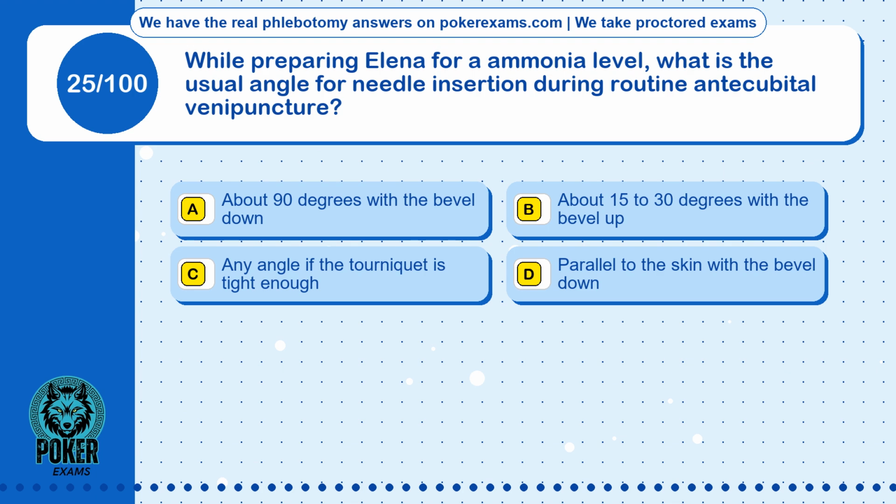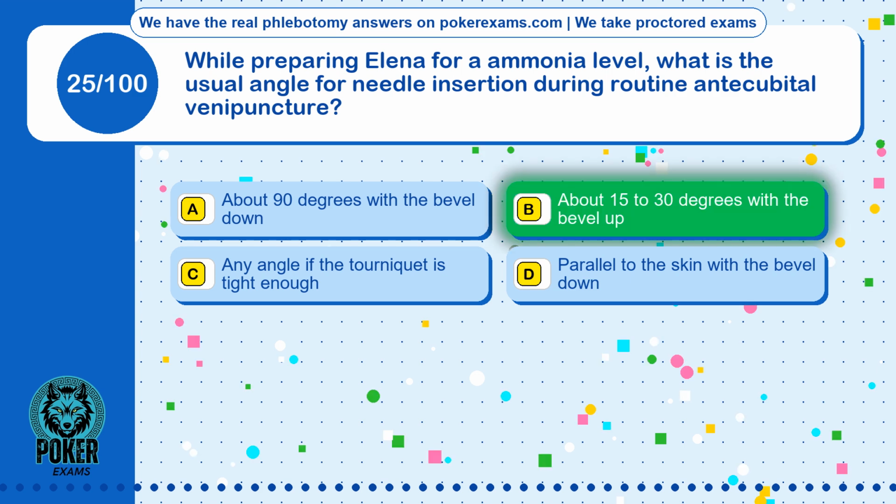Question 25. While preparing Elena for an ammonia level, what is the usual angle for needle insertion during routine antecubital venipuncture? Option A: about 90 degrees with the bevel down. Option B: about 15 to 30 degrees with the bevel up. Option C: any angle if the tourniquet is tight enough. Option D: parallel to the skin with the bevel down.